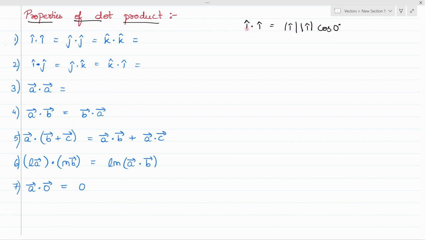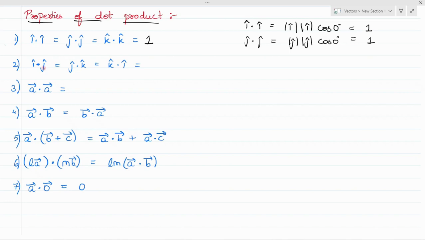Here, both i cap are in the direction of the x-axis. So the angle between them will be 0 degrees. So from here you can write it as 1, because this is the unit vector, so the magnitude will be 1. Similarly, j cap dot j cap, again magnitude of j multiplied with magnitude of j, again cos 0 because both are in the same direction, and it gives 1. Similarly, k cap dot k cap is nothing but 1. So here the output will be 1.